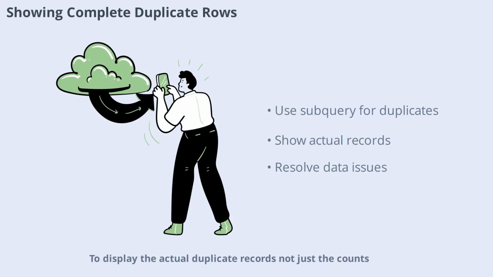To display the actual duplicate records, not just the counts, you can use a subquery. For example, SELECT * FROM employees WHERE email IN (SELECT email FROM employees GROUP BY email HAVING COUNT(*) > 1). This query returns all rows where the email appears more than once. It's a practical way to review and resolve duplicate data issues directly within your database.